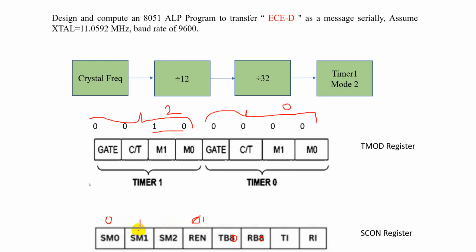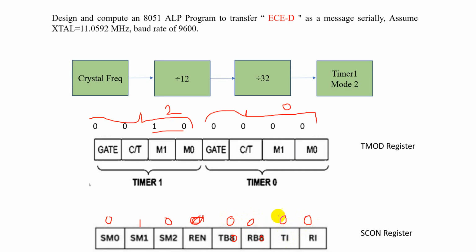There are 4 modes available. 00 in general is like a shift register. 01 is like a UART mode. So for UART mode we set 01, which is mode 1. Then SM2 we make 0, because whenever we use multiprocessor mode we make it 1; otherwise it is 0. And the remaining flags you can make 0.